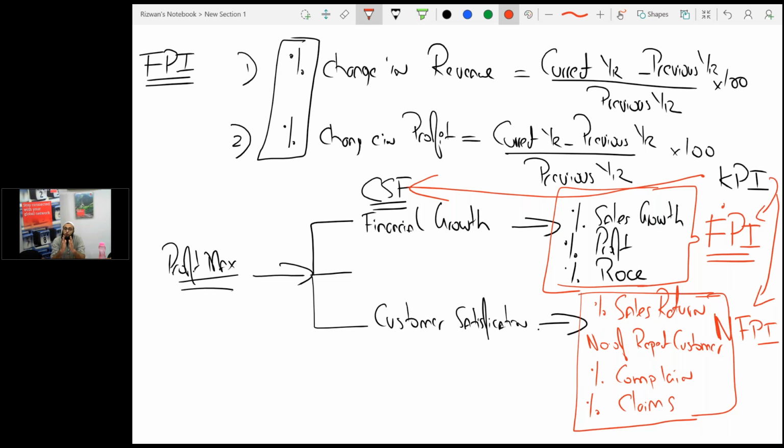Every business has its own CSFs, and every business will have its own KPIs translated into financial and non-financial that will check the success of CSFs. If CSF is achieved, profit will be maximized. Got it? Great. Okay. Now, let me give you a quick example before I move on to the next thing.